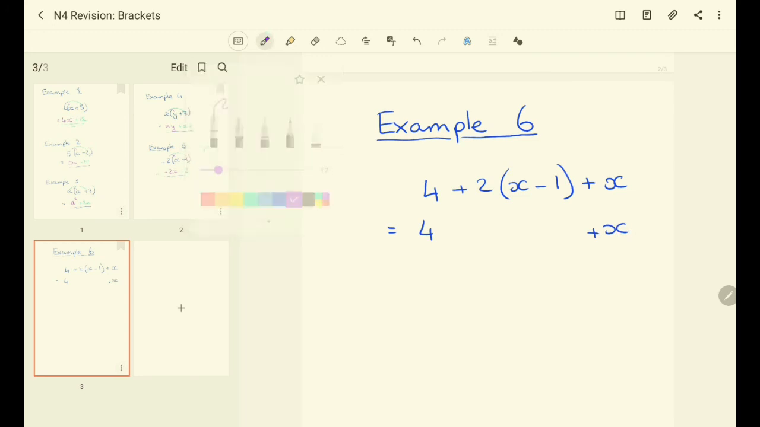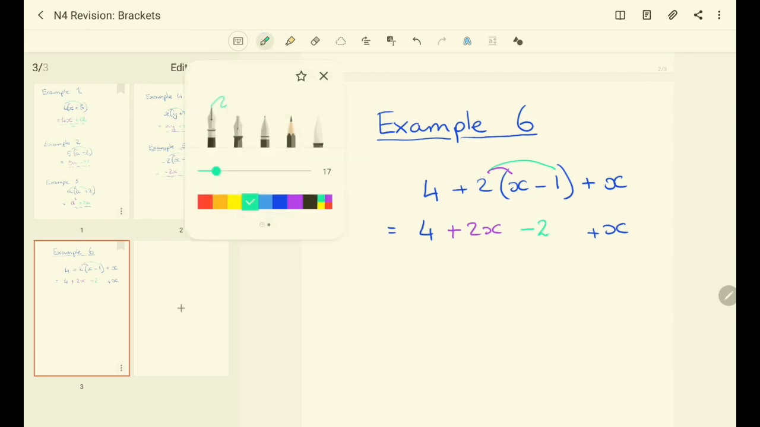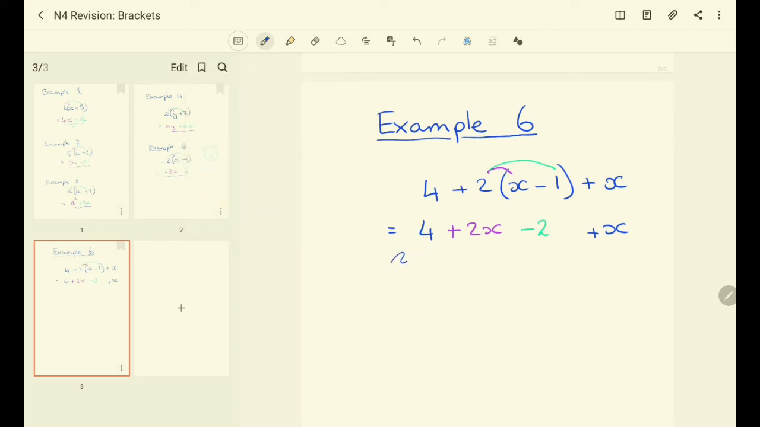We need to first multiply out this bracket. So we're doing 2 times x, that's positive 2x, and we're doing 2 times minus 1, so that's minus 2. We've multiplied out the bracket, we need to simplify. So, we collect together our x's. We've got 2 lots of x plus 1 lot of x, 3x. And we've got 4, take away 2. So that's plus 2 at the end.